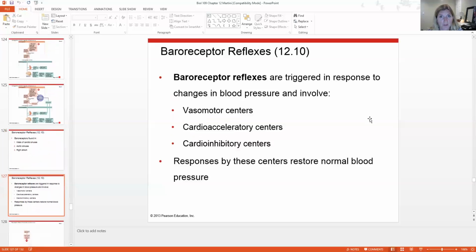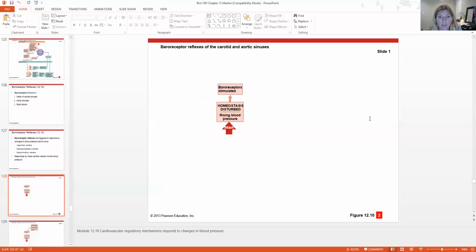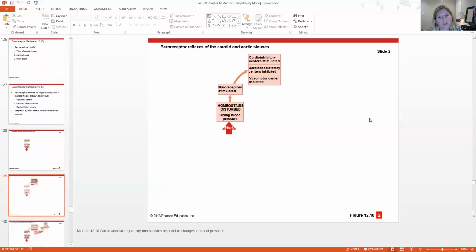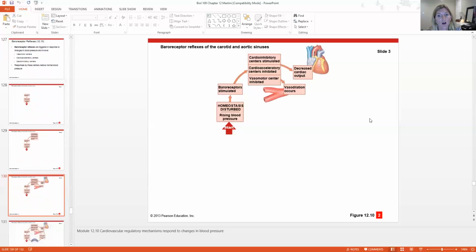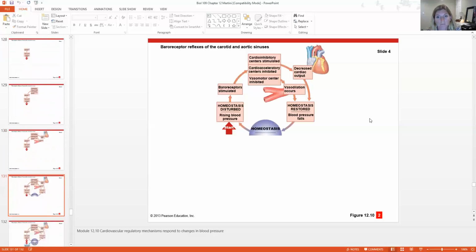So the baroreceptors will be fired. You see here, baroreceptors are stimulated when our blood pressure rises. And then one of those three things, or all of those three things, are stimulated: cardioinhibitory, cardioacceleratory, or vasomotor center, ultimately decreasing cardiac output, dilating our arteries, and getting our blood pressure to fall.